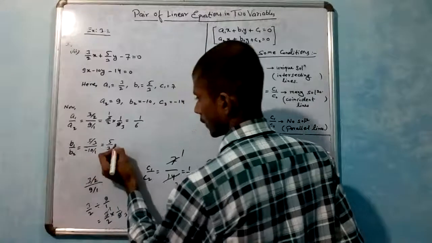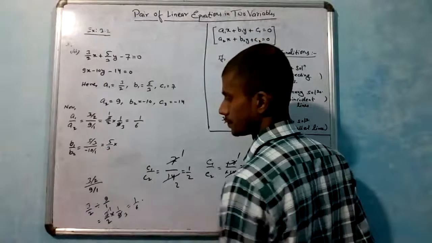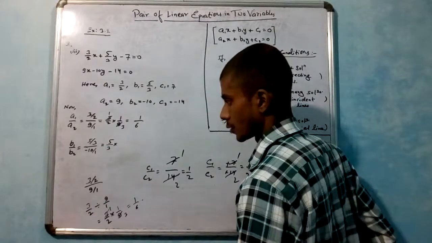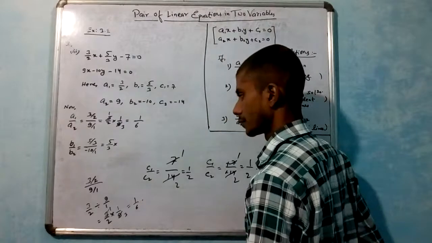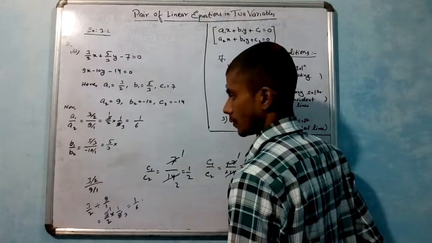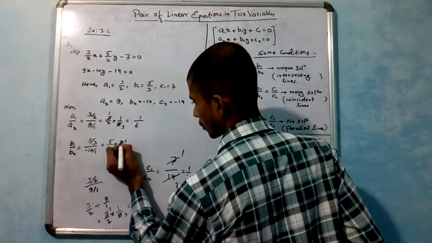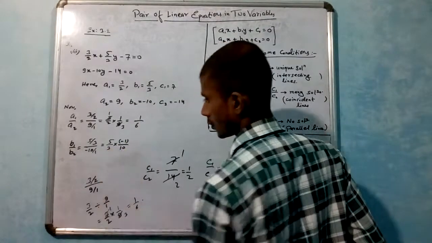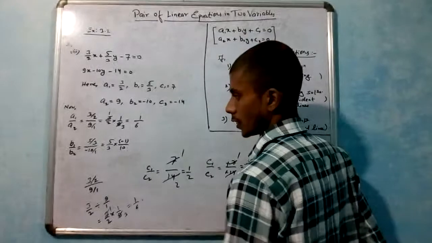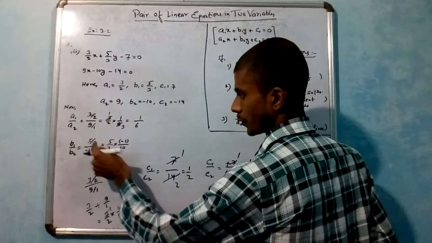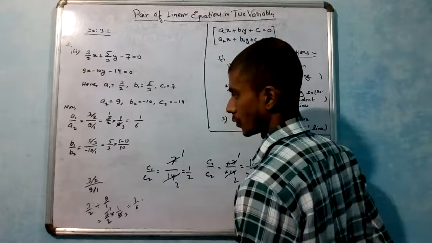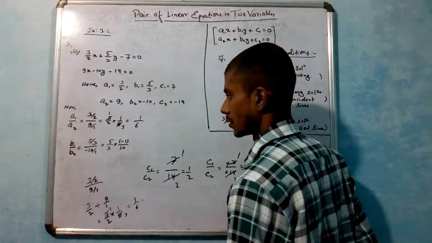5 by 3 divided by minus 10 by 1 means, into what? 5 by 3, into minus 1 by 10. No, I just reciprocated this and multiplied with the numerator. This is the way of solving the fractional division.